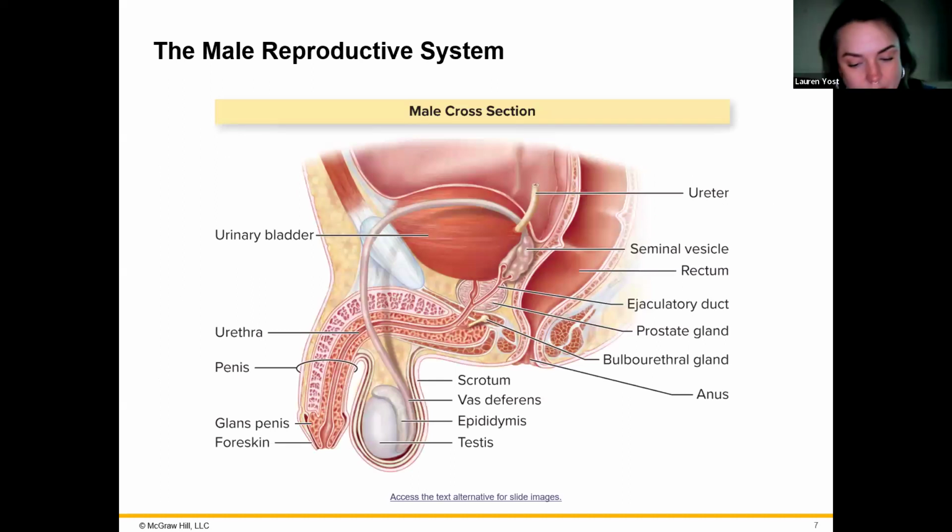All right, next is the male reproductive system. The structures that we're primarily going to be concerned with here for our STIs are the penis. We are going to be talking about the difference in risk of getting disease between circumcised versus uncircumcised. So it's important to understand that that's discussing the foreskin and whether it has been removed or not, the testicles, and the prostate gland itself.